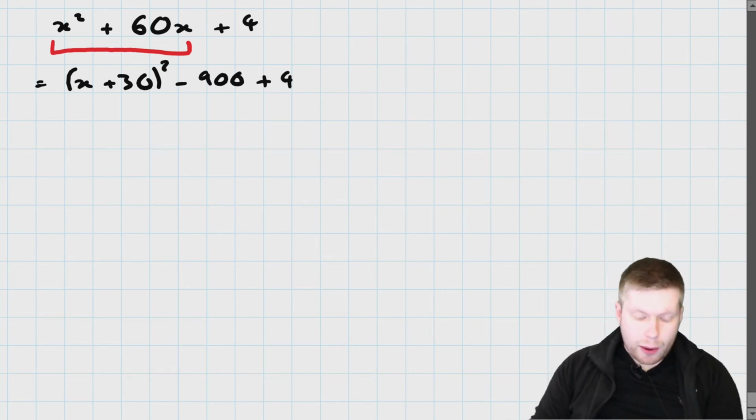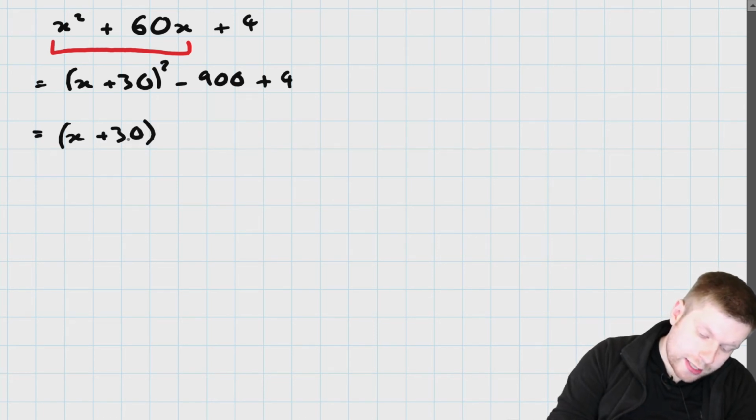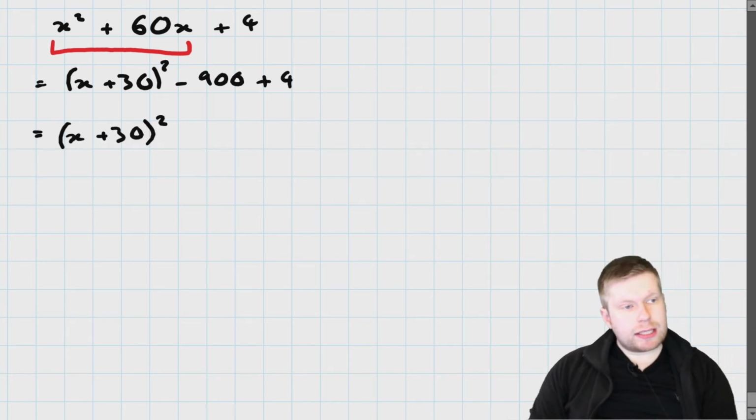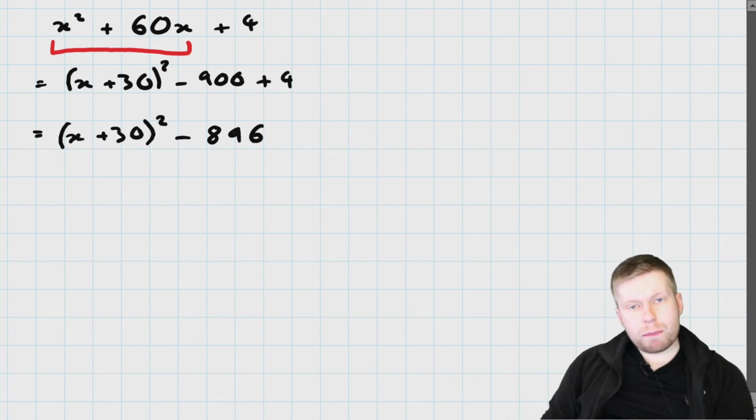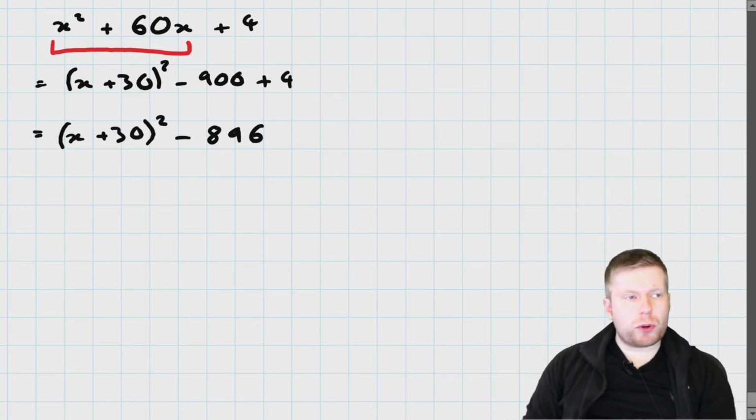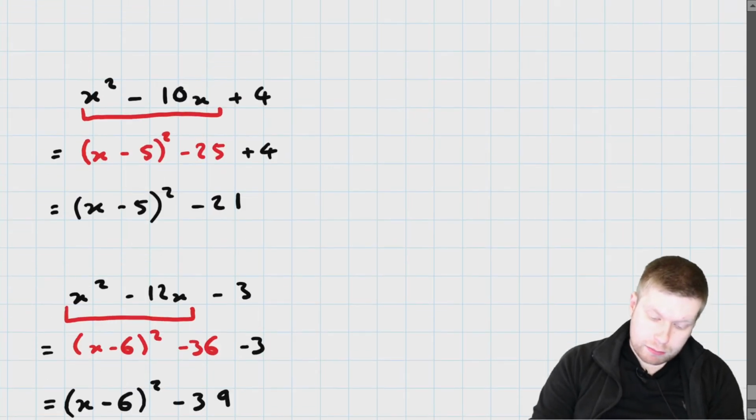Okay. Now I just tidy it up, so I'm going to end up with x plus 30 all squared, and then negative 900 plus 4 is going to be negative 896. Okay. Now the really important thing with doing that is I'm now able to put it into completed square form, which means I'm able to read off the vertex. Okay, so let's go back.